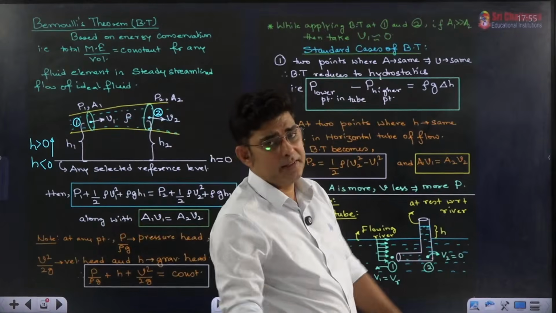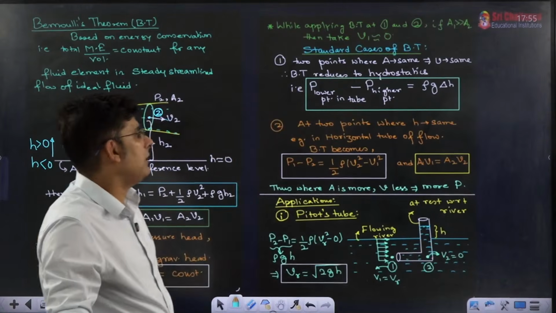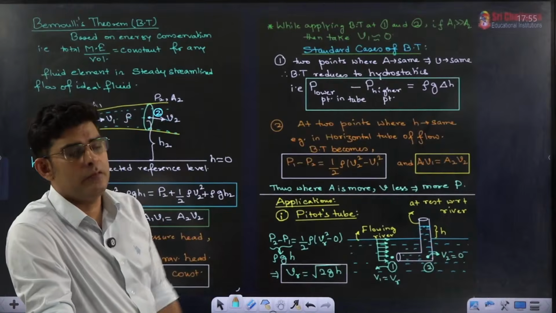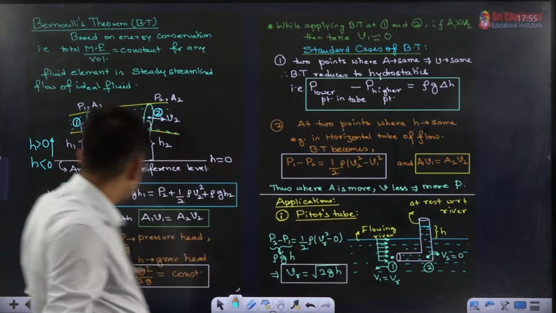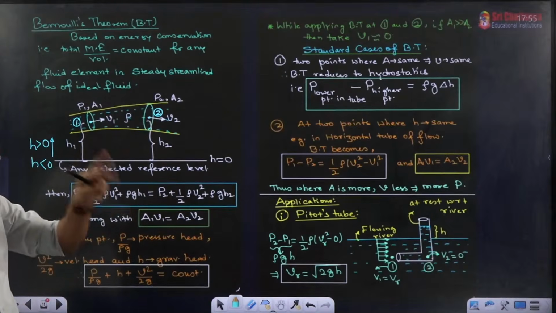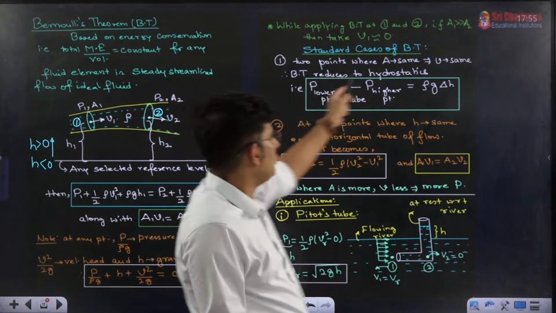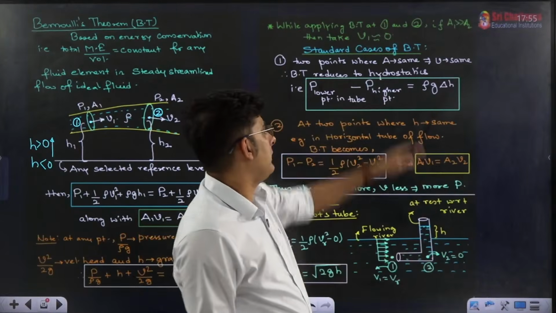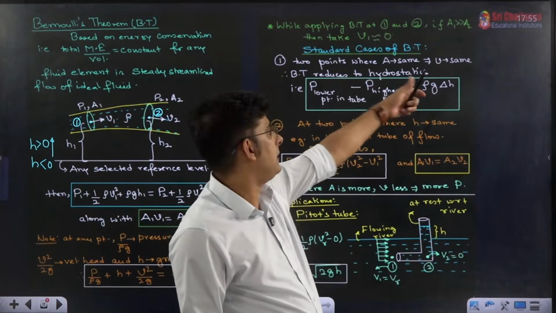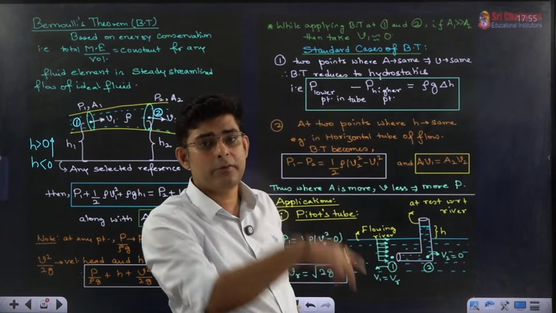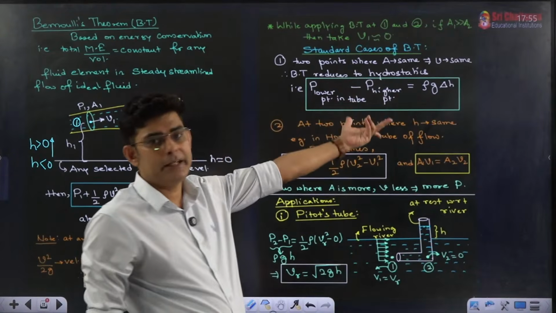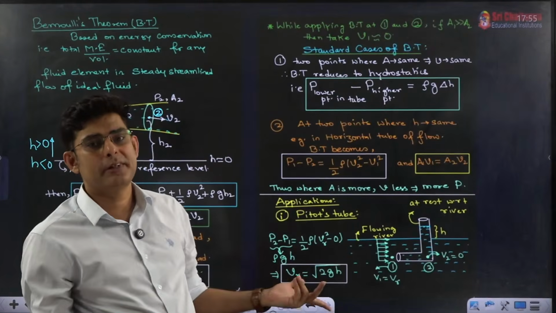Now standard cases, there are only 3 cases where we can very simply solve the questions of Bernoulli's theorem. Why 3 cases? Because there are 3 terms in Bernoulli's equation. First, if you have 2 points where the area of cross section of the tube of flow is the same, that means V is the same by the continuity equation. If V is the same, half rho V square cancels, and Bernoulli's theorem simply reduces to hydrostatics.